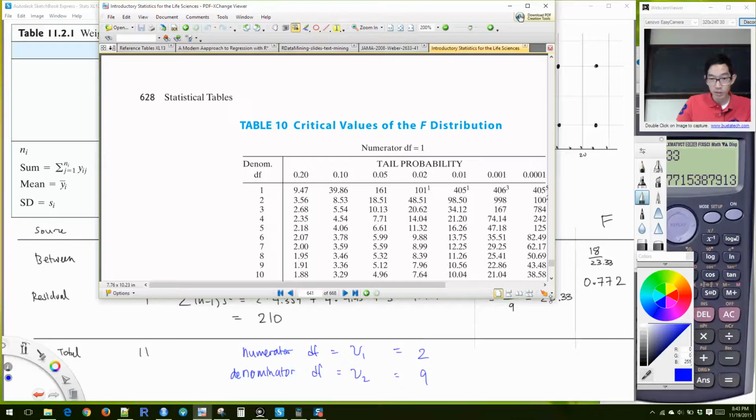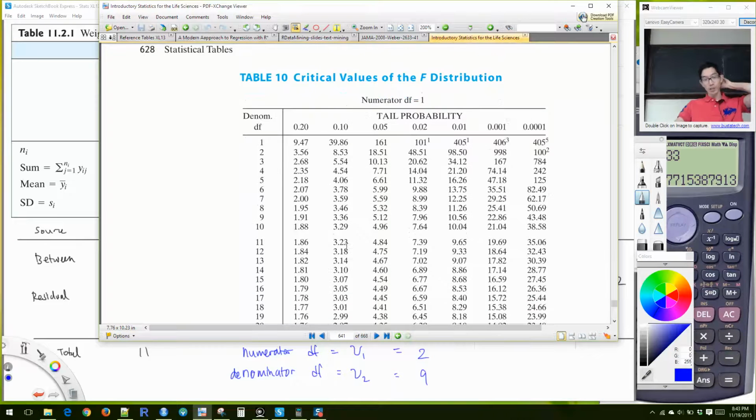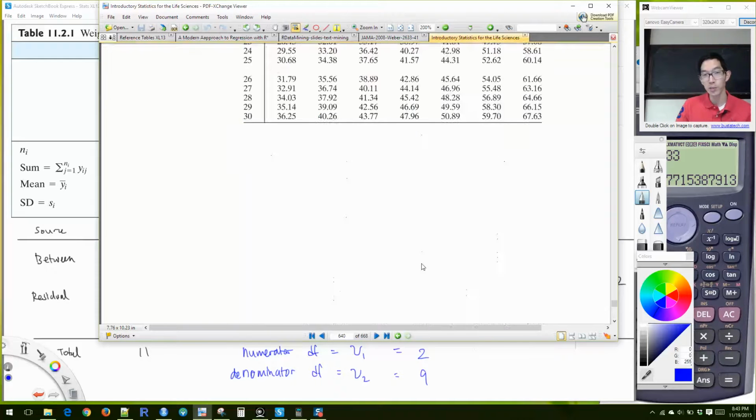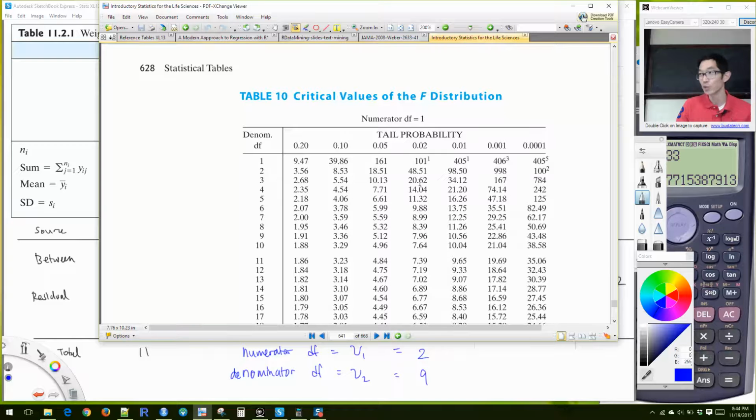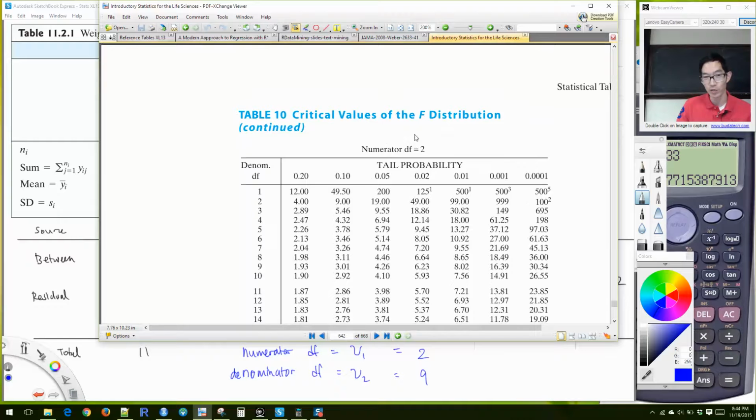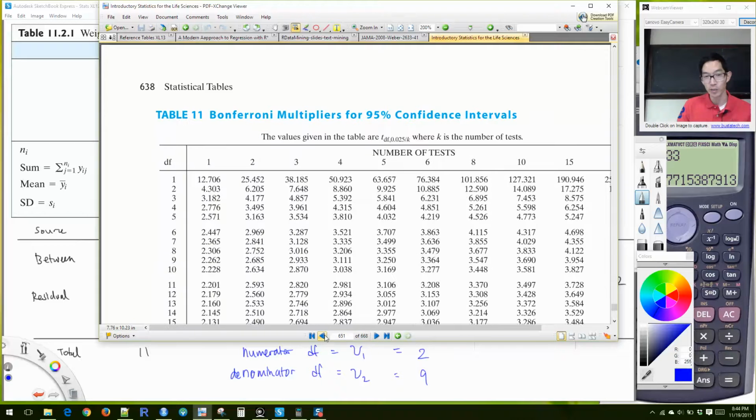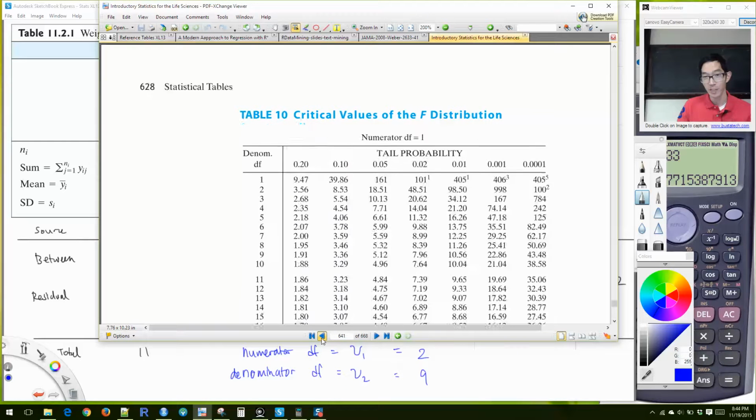So the F table, at least in the 4th edition of the textbook, starts on page 628, and then it's multiple pages. You've got one page for each numerator degrees of freedom. It says numerator df equal 1. There's another page for numerator df equal 2, numerator df equal 3, and it goes all the way up until numerator degrees of freedom equals 10. So you can have up to 10 degrees of freedom.